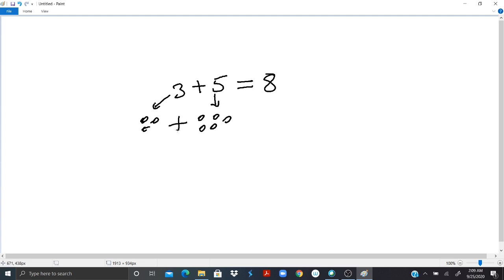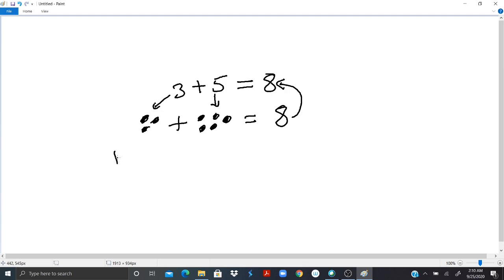So addition. Once you do this, you count all stones that you have, and the total amount of stones will give you the final answer for your addition. So by counting, we have 1, 2, 3, 4, 5, 6, 7, 8, and I have 8 stones, which is the same thing as this.